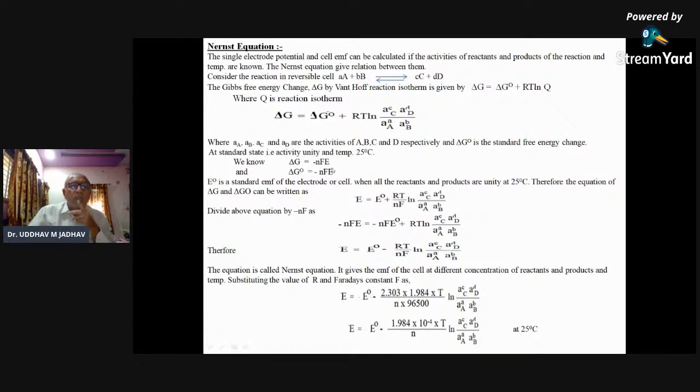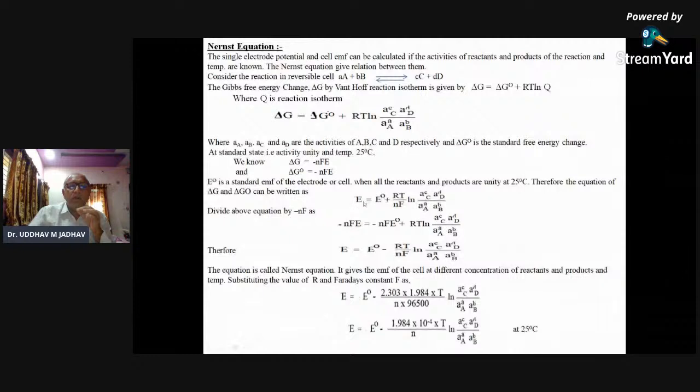Here E naught is the standard EMF of the electrode or cell, when all the reactants and products are at unit activity, at standard state, and temperature is 25 degrees centigrade. At that time the equation can be written as E is equal to E naught plus RT upon nF ln of activity of C to power c, activity of D to power d, upon activity of A to power a and activity of B to power b.